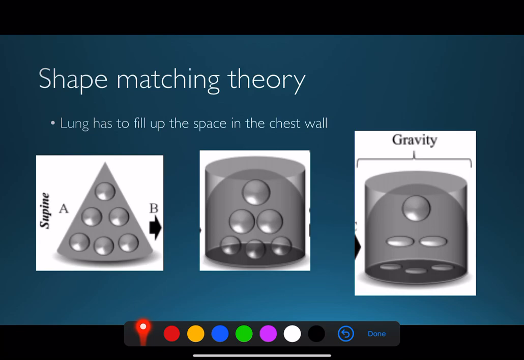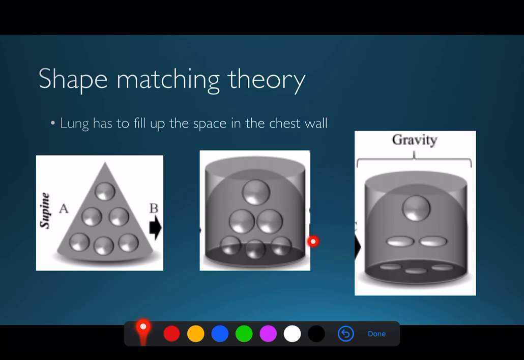Now, you can take this theory one step further. So, as we said, imagine the cross-section of the lung as a cone. And this is all alveoli. So this is without any gravitational effects, all we're going to have is lots of open alveoli. Now, that lung is going to sit within the chest wall. Now, the chest you can imagine is like a barrel. So you've already got a shape mismatch there. You've got this barrel-shaped chest wall, and you've got this conical lung.